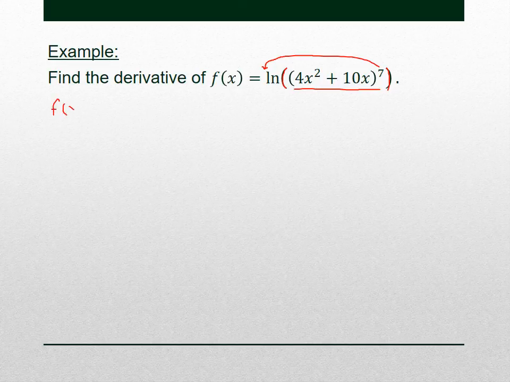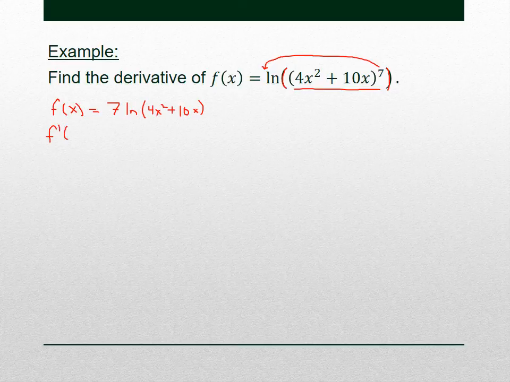So what we want to do first is rewrite f of x as, and we're going to pull that 7 down, 7 times the natural log of 4x squared plus 10x. All right, so if you remember that property of natural logs, that makes the derivative a little bit easier. So let's take that derivative.